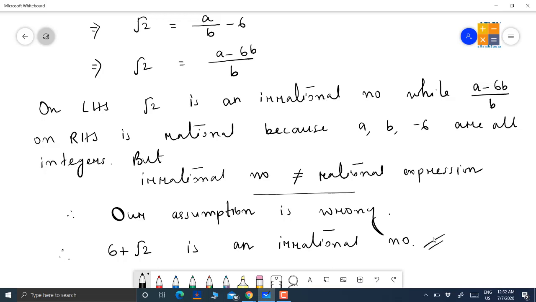So this is the last question of this exercise, and with this exercise 1.3 gets over. Thank you.